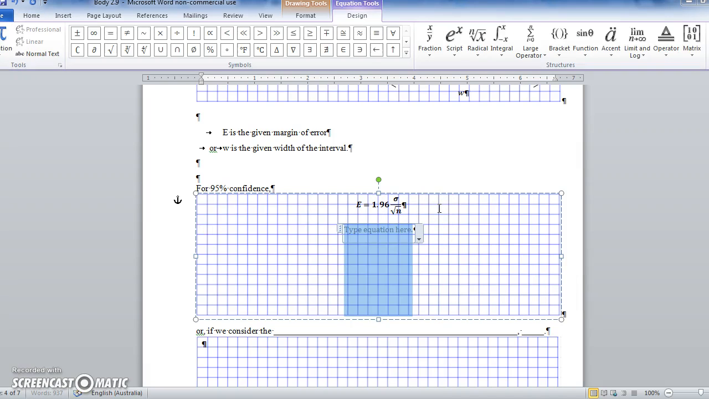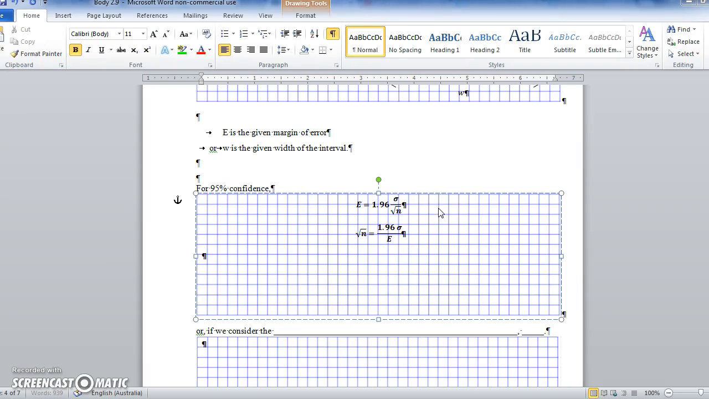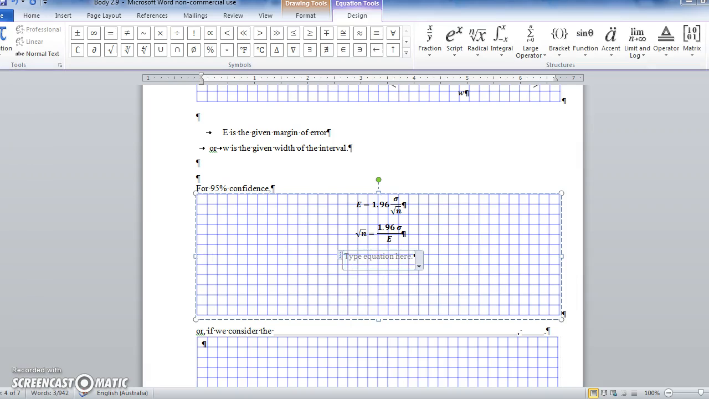So what that really means is that the square root of n is equal to 1.96 sigma divided by E. And so that simply means that n is equal to that squared, because if you square both sides of the equation, you get rid of the square root sign. So it's just equal to that squared.